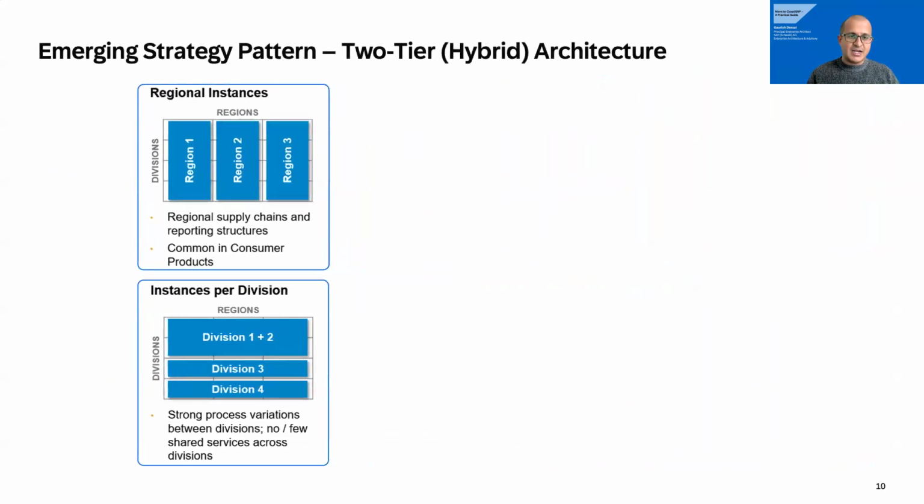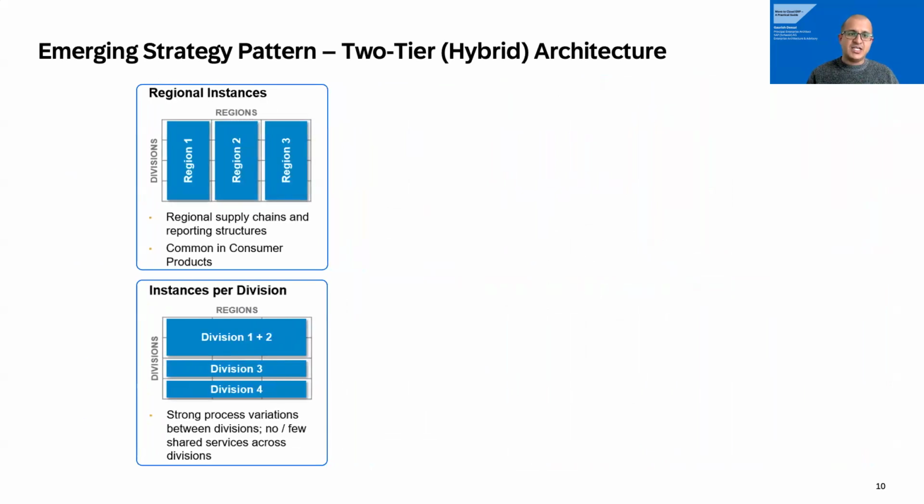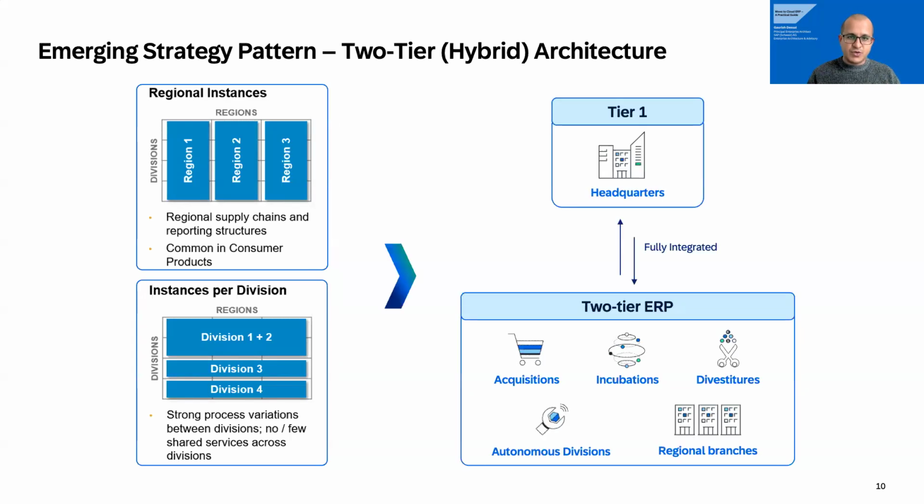So if you look at what we are seeing as the emerging instance strategy pattern, companies are going for regional instances and divisional instances based on what we call a two-tier architecture. A two-tier architecture is a hybrid instance strategy wherein you have a first tier, which is tier one, which is fully integrated with a tier two ERP.